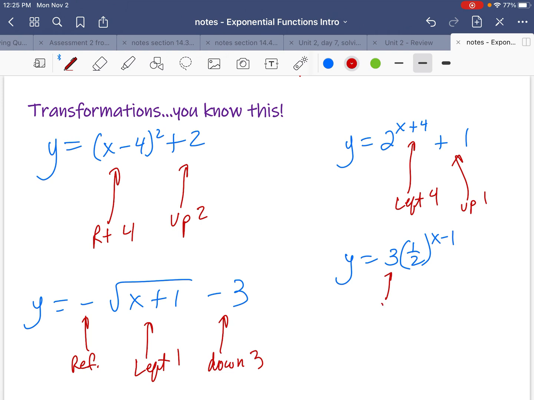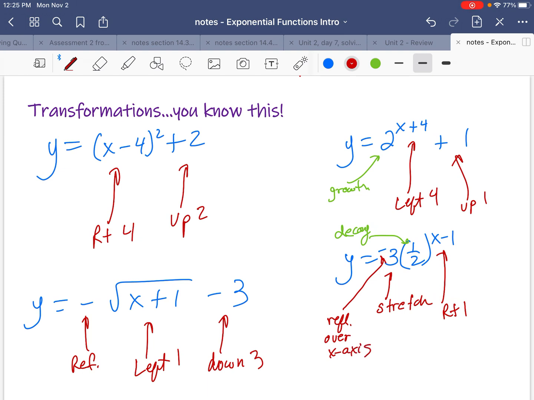This 3 is going to stretch your graph. This 1/2, now I didn't mention this before, but this 2 would mean you'd have a growth situation, and this 1/2 means you have a decay situation. All right, but this x minus 1 means you move to the right 1. And let's say someone also put like a minus in front of that. So that would imply you have a reflection over the x-axis. So those things should be familiar to you, and they basically work just like they did over here in your other functions that you already know about.